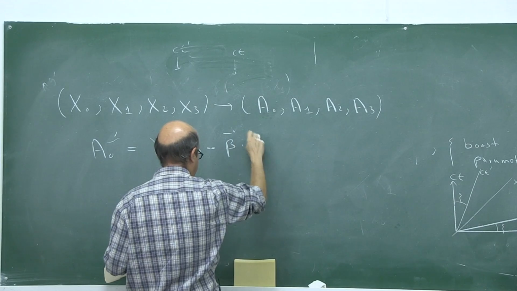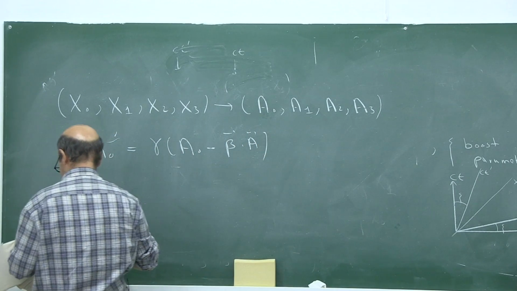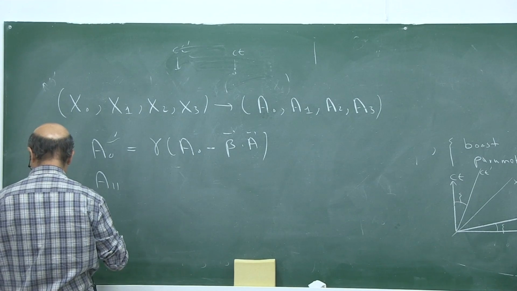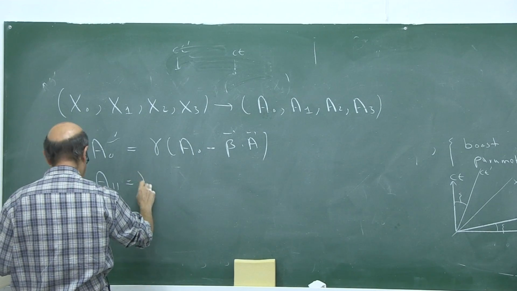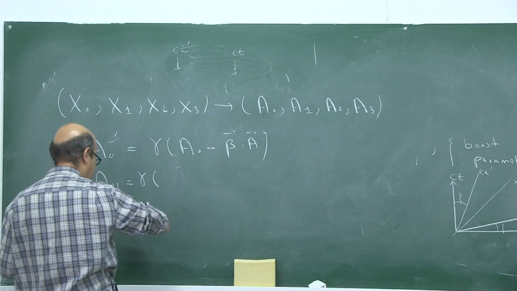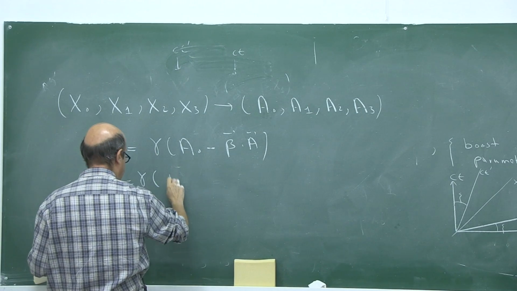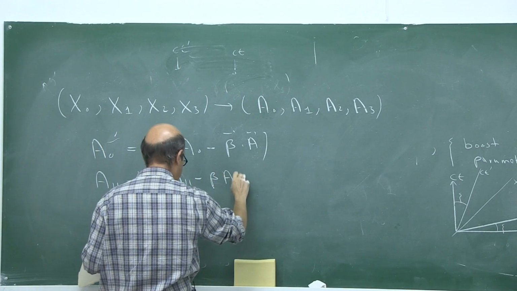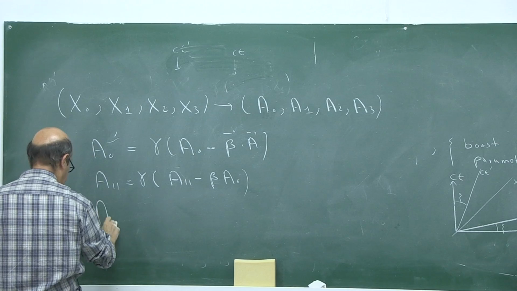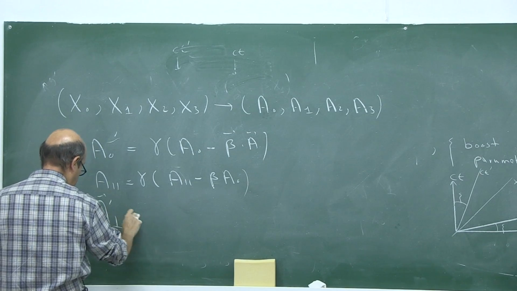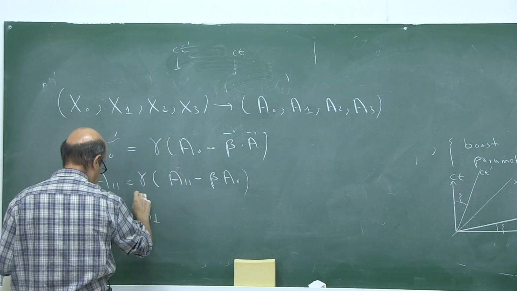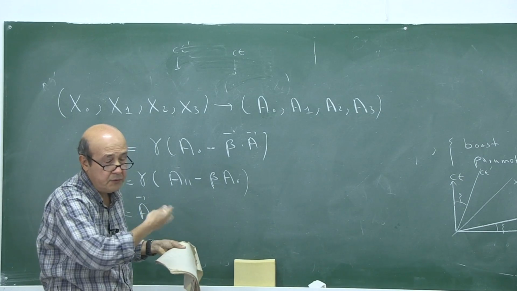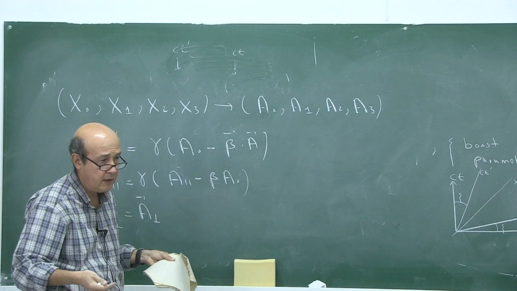minus beta dot A, and parallel to the motion, I am sorry, gamma A parallel minus beta A0, and the perpendicular component of the coordinates relative to the motion will not be affected. So anyway, if you have any four vector, you can apply the Lorentz transformation.